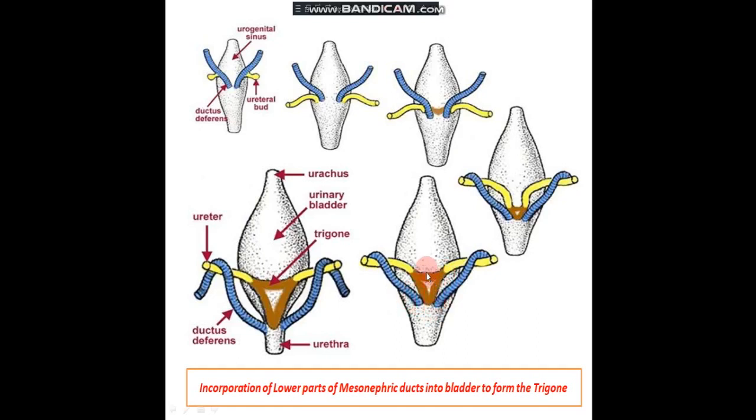So we can say that most of the bladder develops from the urogenital sinus, except the epithelium of the trigone, which develops from the intermediate mesoderm that gives rise to the mesonephric ductus, because this trigone develops as a result of the incorporation of the mesonephric ductus in the posterior wall of the bladder.